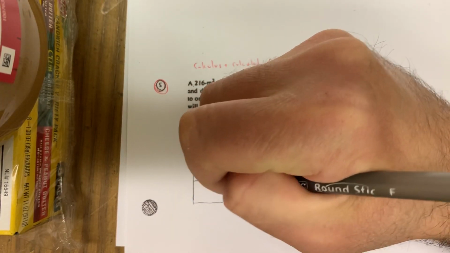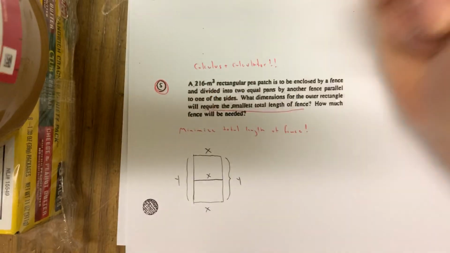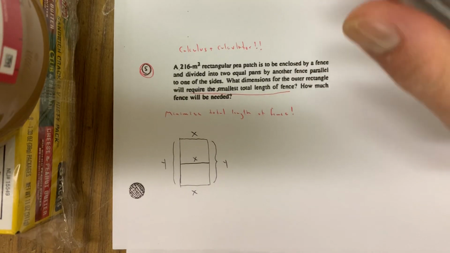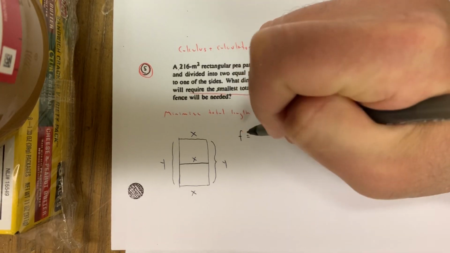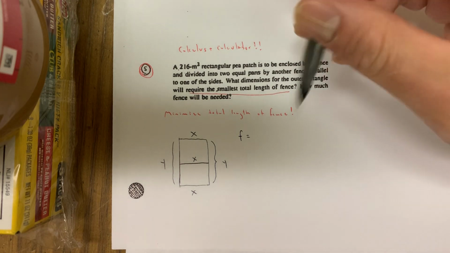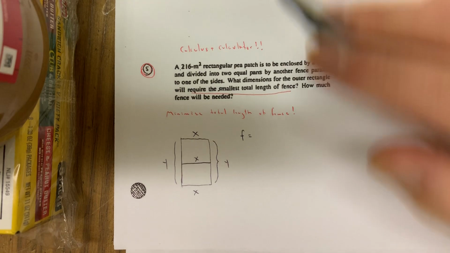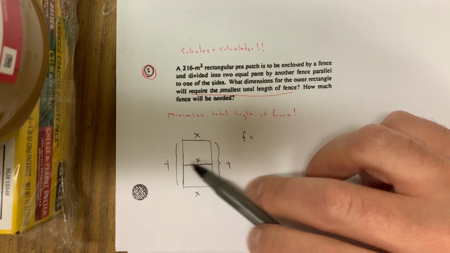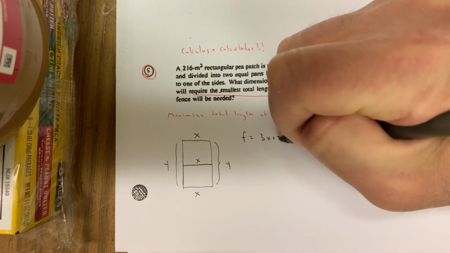I'll put x here, so that means this distance is x, and this distance is x, and this whole distance right here is y. And if you want to minimize the total length of fence, so minimizing fencing here, maybe I'll say F equals fencing. The thing you want to maximize or minimize is always going to be unknown. I'm not going to know what the actual amount of fence is. I want to minimize that. So I don't know what that is. That's variable, but I know it's x plus x plus x plus y, and that's 3x plus 2y.